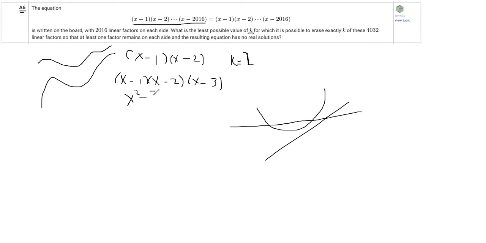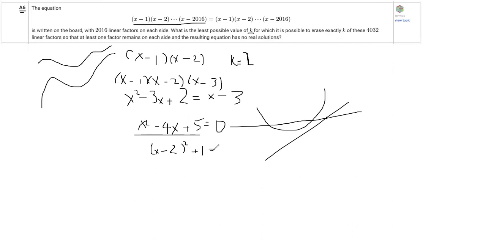X squared minus 3x plus 2 equals x minus 3. So we can subtract and it's x squared minus 4x plus 5 equals 0, which does indeed have no solutions. And this is very promising, because this is x minus 2 squared plus 1. The square component has to be non-negative, and we're adding 1, so it has to be positive. So it has no real solutions.